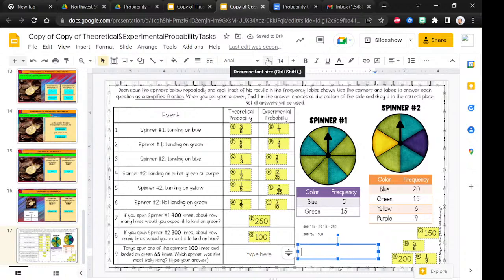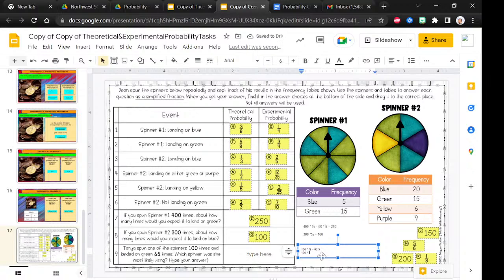Okay, we're going to do 2 theoretical ideas. Because experimentally it lands on it 65 times. It lands on green. So what we're going to do is we're going to take 100 spins. And in spinner 1, it should be 5/8. So 100 times 5/8 is 62.5.